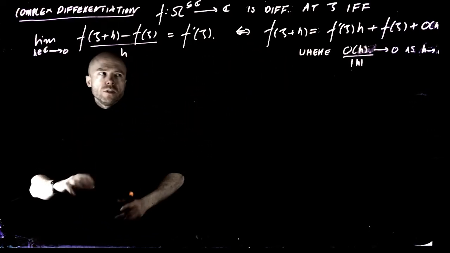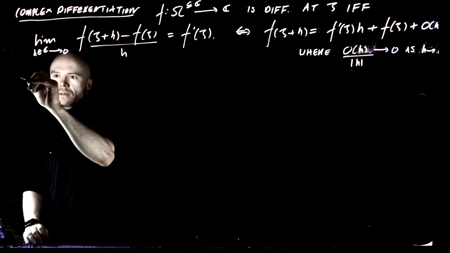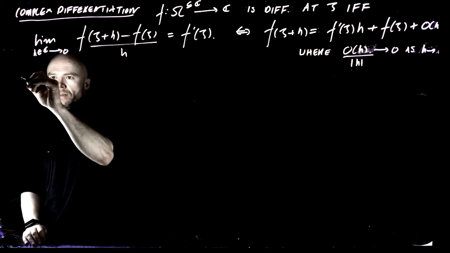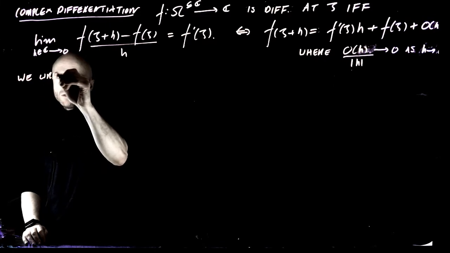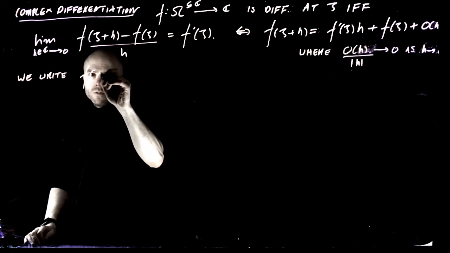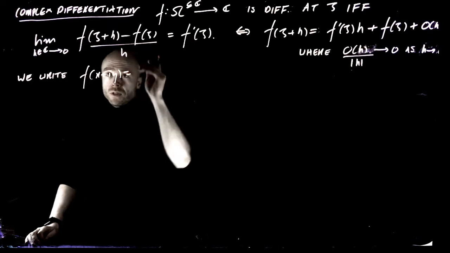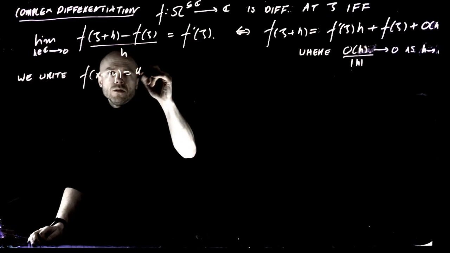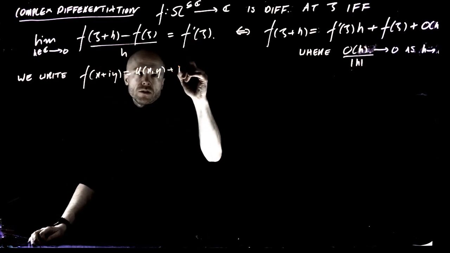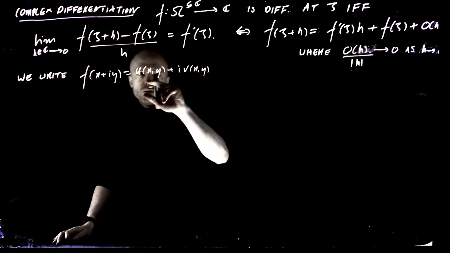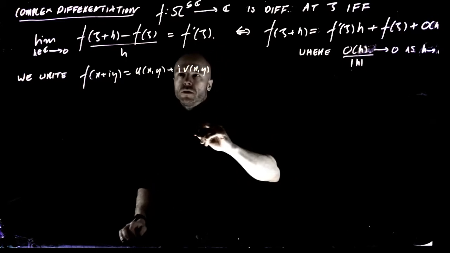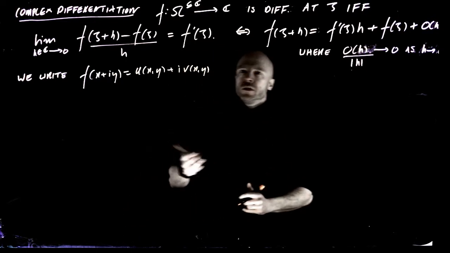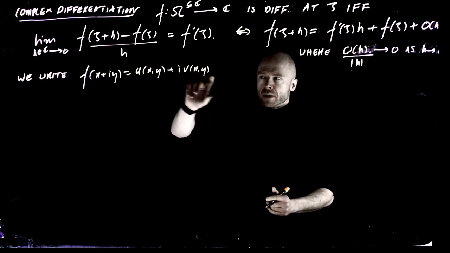So let us develop the consequences of this. Some notation. We write f of x plus iy as u of xy plus i v of xy. So u and v are just mappings, therefore, from R2 into R. This is a very common notation. It's very convenient to write them like this.